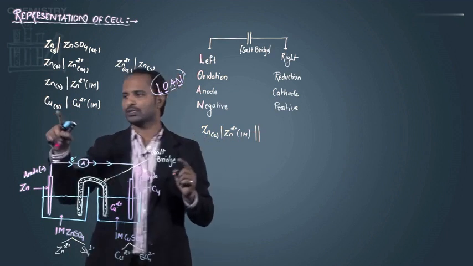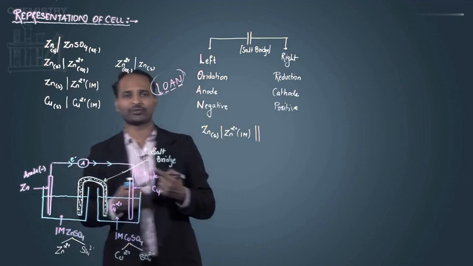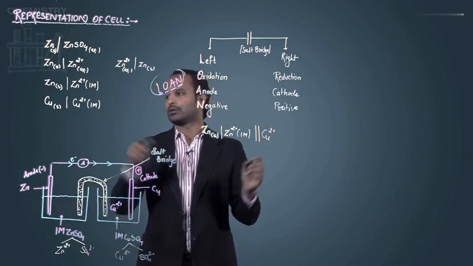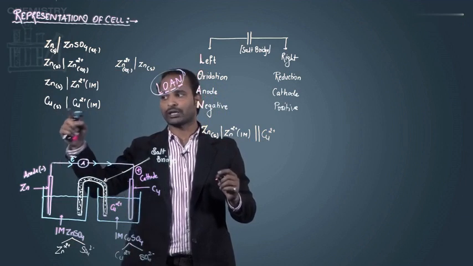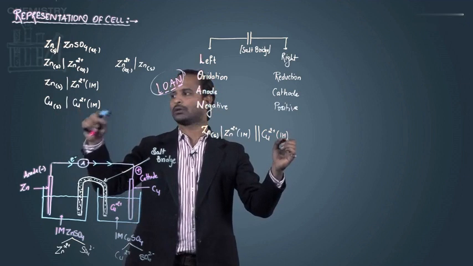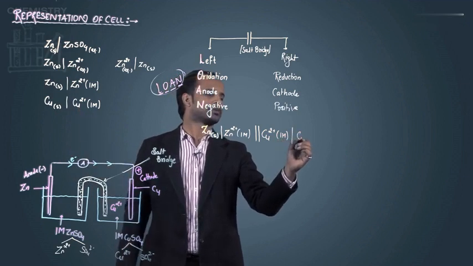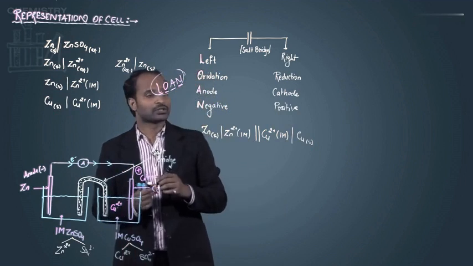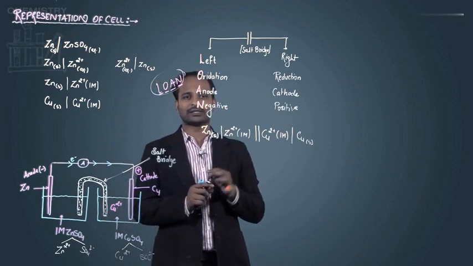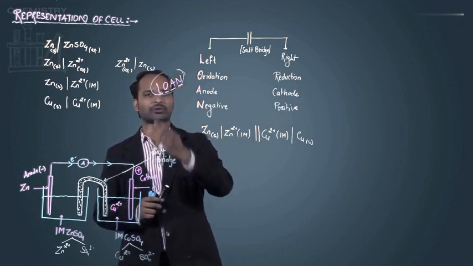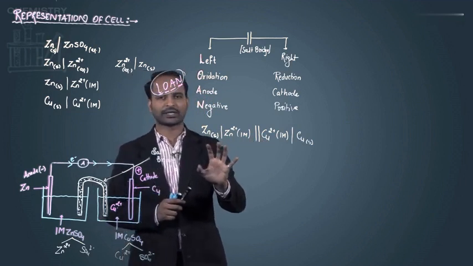Then the cathode. The cathode is copper and copper 2 plus ion, which will be written first. It should end with the copper electrode. That's why it will be first copper ion, whose concentration is again 1 molar, and then copper, that is solid. Okay, so this is the representation of the Daniell cell. You can see the same representation I wrote earlier while talking about the Daniell cell.